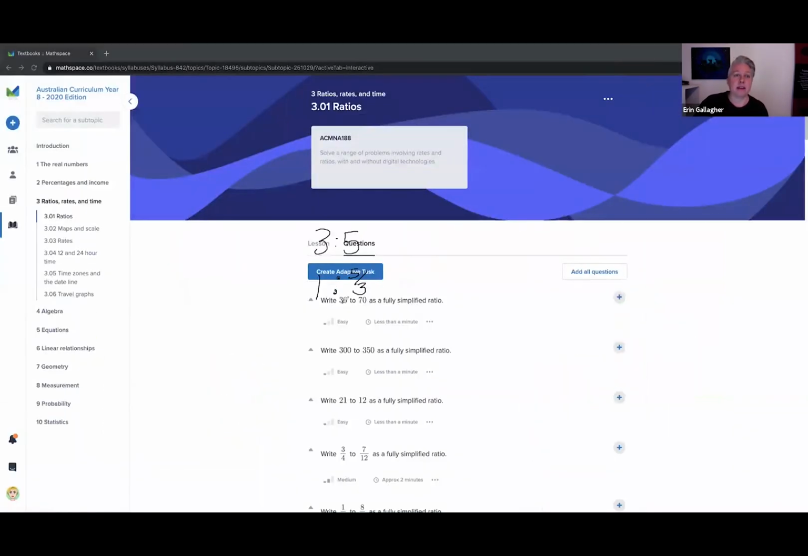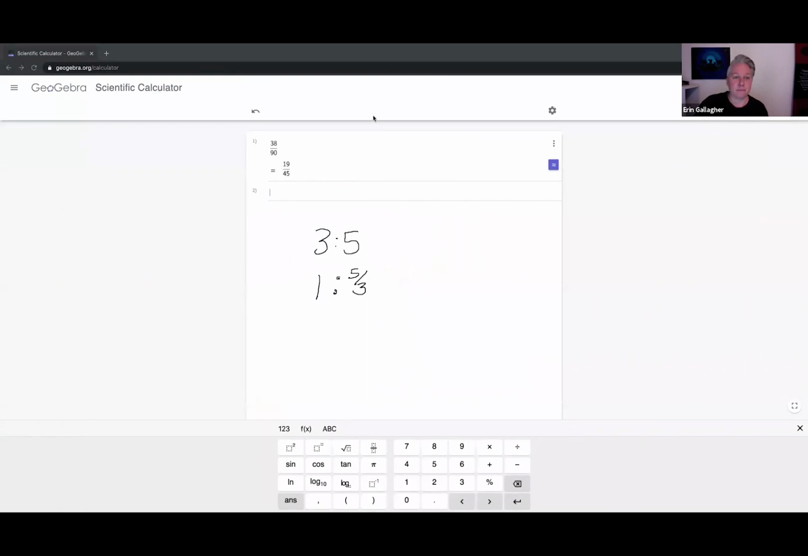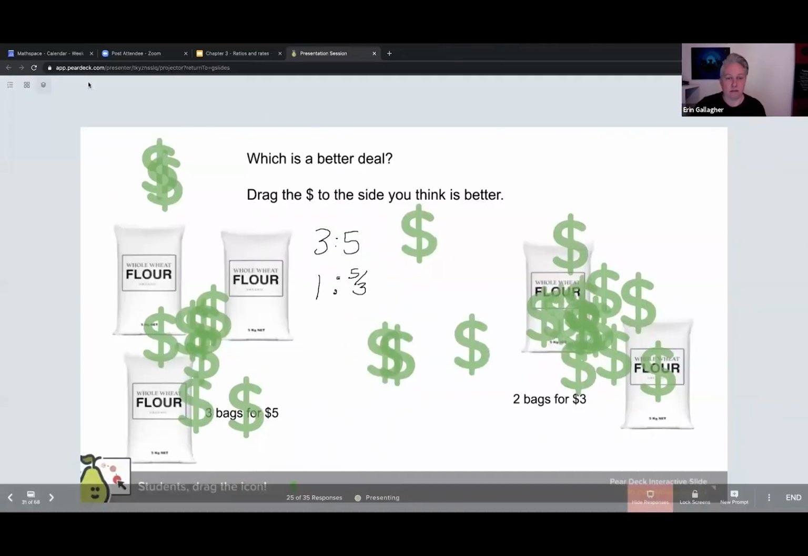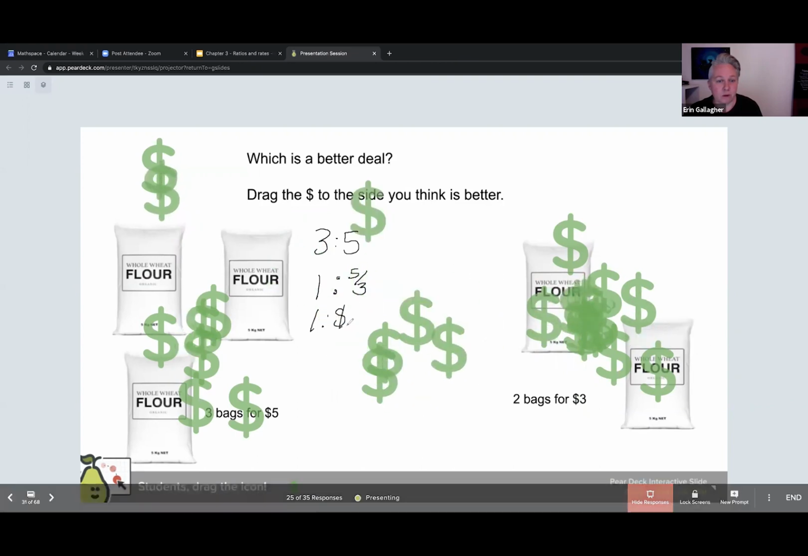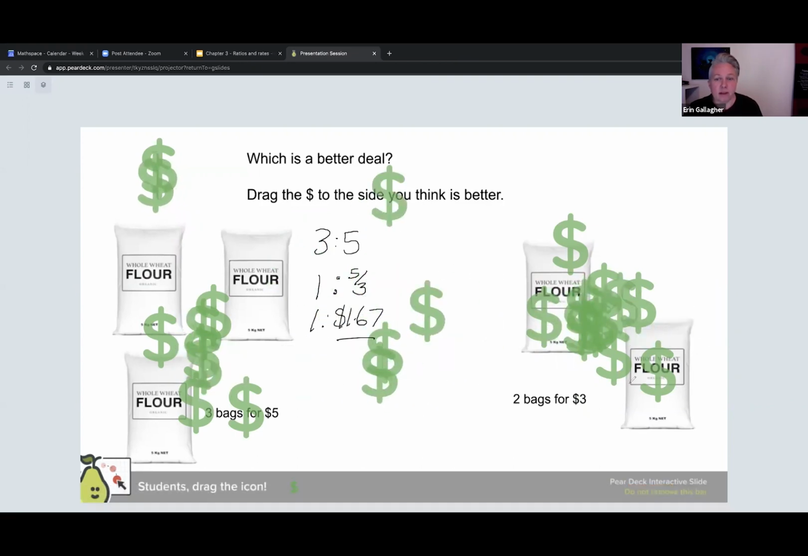So we could do that on our little calculator here. 5 divided by 3 is $1.67. So this is about 1 bag for $1.67. That's on this side. 1 bag for $1.67. Okay, what about this other side?